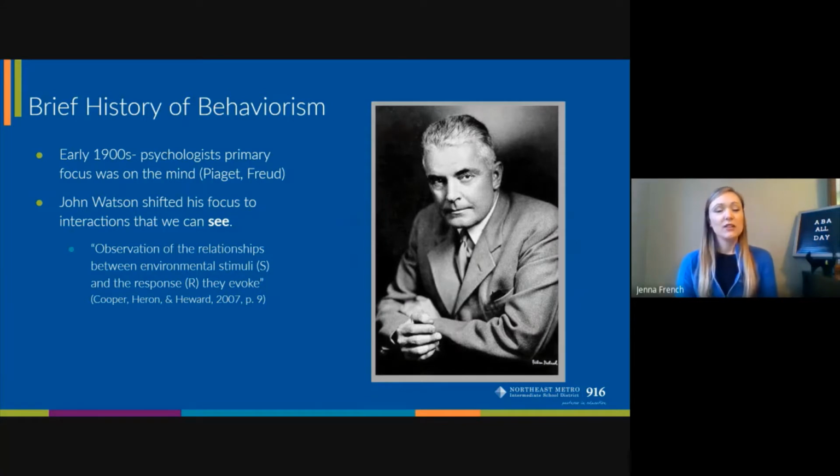So an example of what that could look like is, if I'm taking a walk out in the park and I see a stick in my way on the path and I step over the stick. So the stimulus in the environment was the stick being present on the ground, and my response that was evoked from that was that I stepped over it so that I didn't trip.